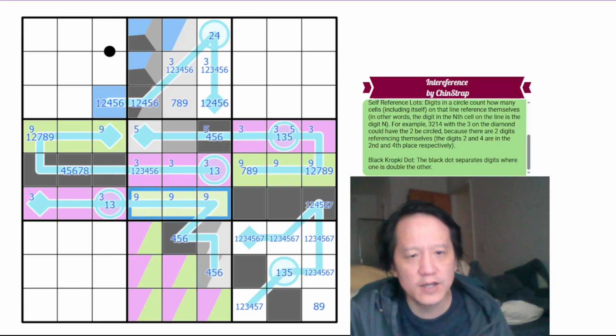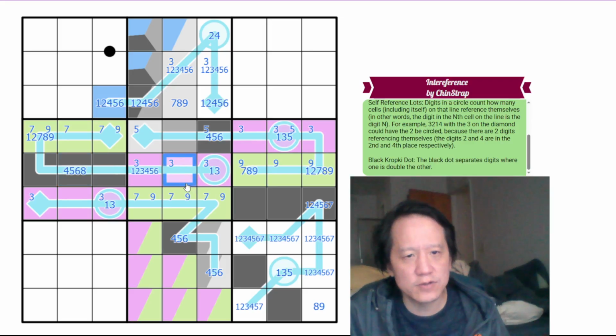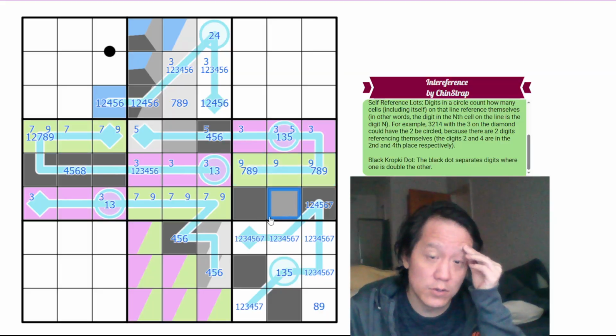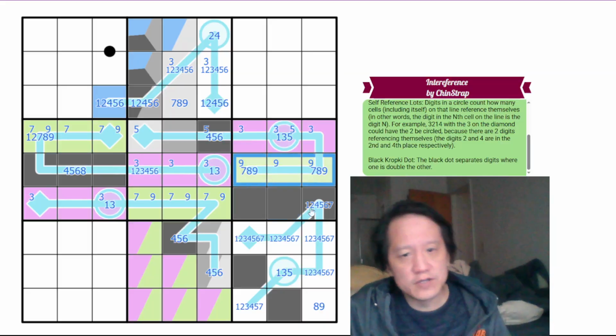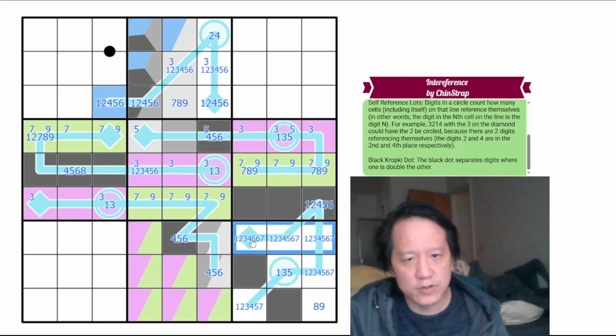So 7 has to be in the green. So 7 and 9 are in the green. Guaranteed. So this is 7 and 9. This cannot be 7. So 7 has to be 7, 8, 9 here. So 7 is here. 9 is here. This can't be 7. So 7 has to be either in 1, 2, 4, 5, or 7. So no 3. So we're guaranteed a 7 here.